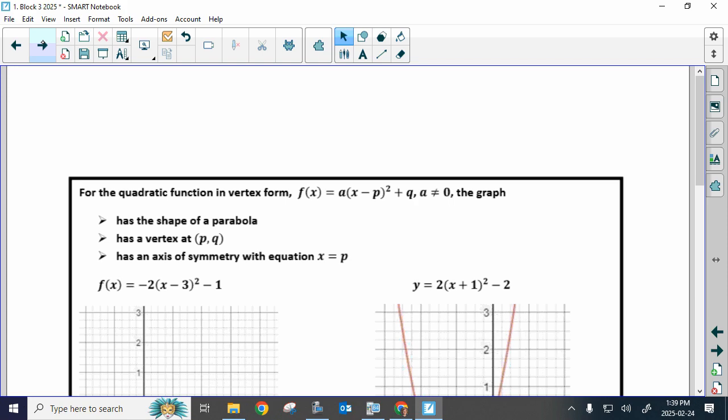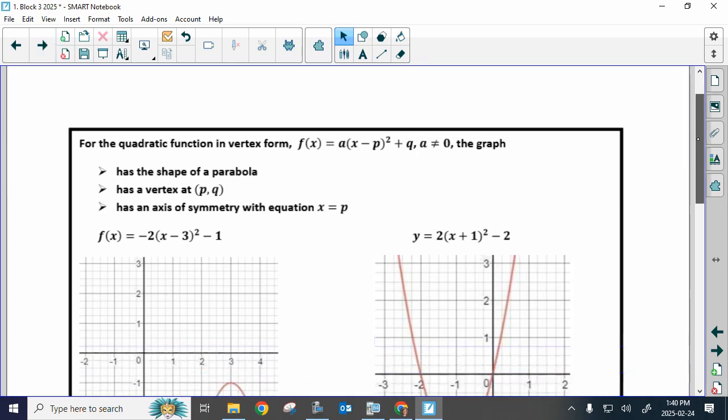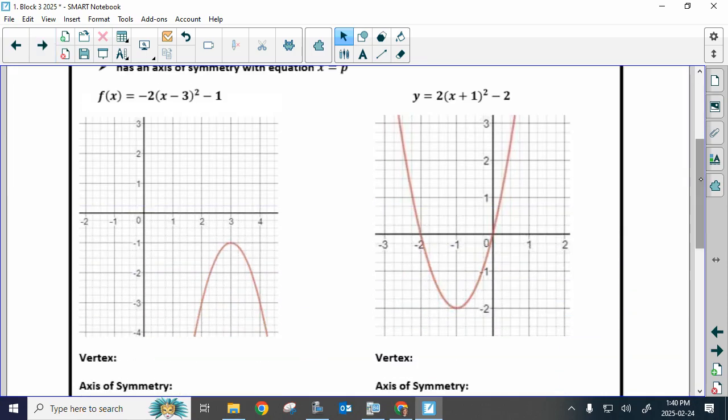So what do we know? The vertex is always going to be your p and q. So it's the exact opposite of what you see here for p. So you always take the exact opposite. Now every parabola has something called an axis of symmetry. So when you look at this parabola, when I approached this function, I knew it was going to open down because it was a negative a value.